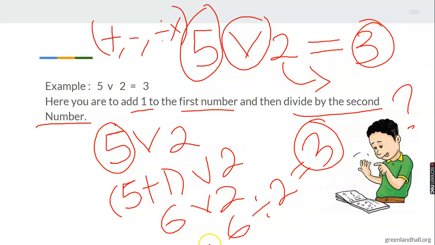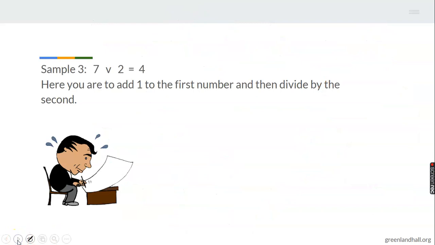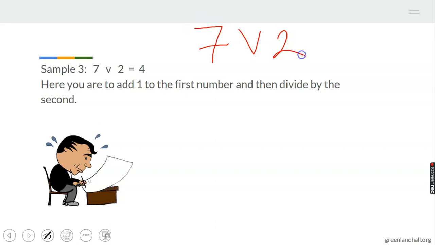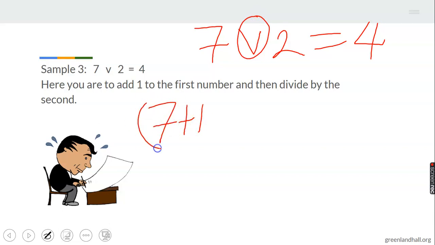Let's go through another sample to show more. Now, we have another example here. We are given 7, I call it down V, 2 equals 4. How true is this? Now, I'm not even going to look at the slide. I expect you to know what this means. This symbol connotes that we should add 1 to the first number. That means 7 is my first number plus 1, down V equals 2. We don't know the answer. We want to see how we can get this.